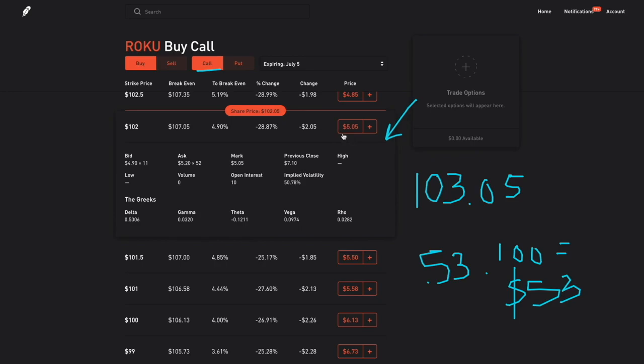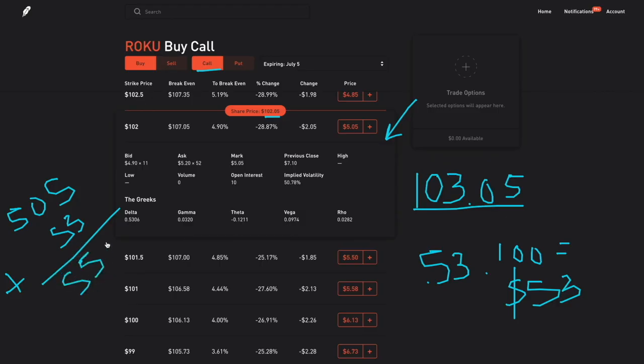So if you bought at 505 and the stock moves up by $1 to 103.05, this is the stock's current price and this is the expected move. If you bought at 505 and then you add 53, you have just netted a profit of $53, and now you have $558, a contract that's worth $558. Sorry for the sloppy writing. I'm not using a mouse, I'm using my trackpad. So that gives you $558.